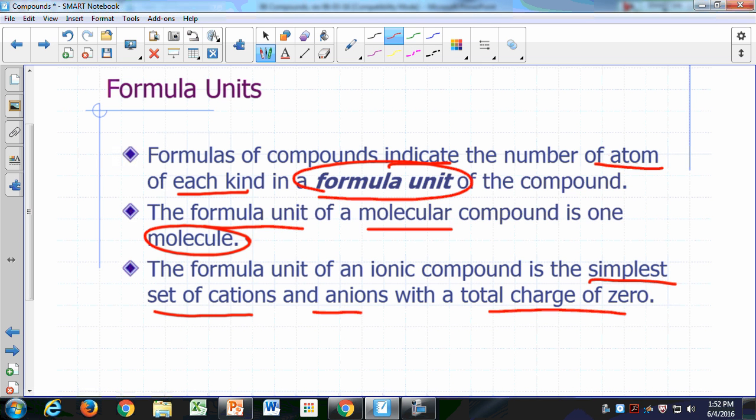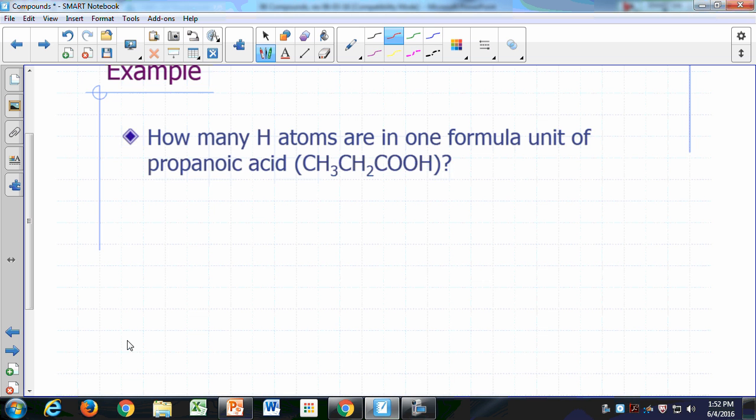So let's illustrate that. How many atoms are in one formula unit of propanoic acid, which is the formula CH3CH2COOH? Well, what's the formula unit for this compound? What type of compound is this? Ionic or molecular? So this must be the formula for a molecule, right? So this is the formula of the molecule. That's a formula for a molecular compound.